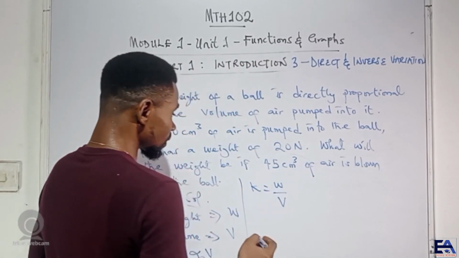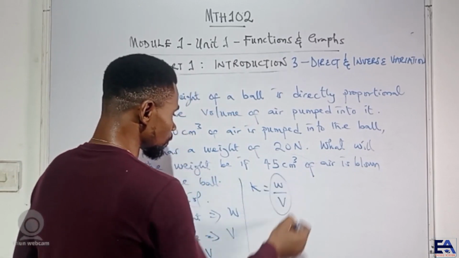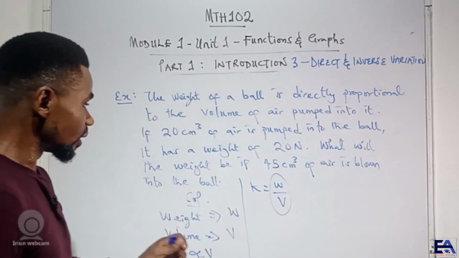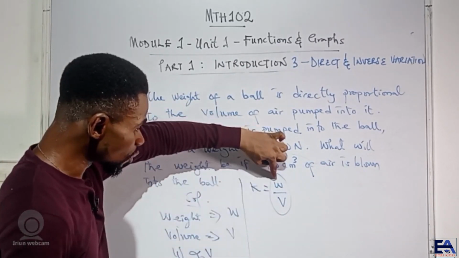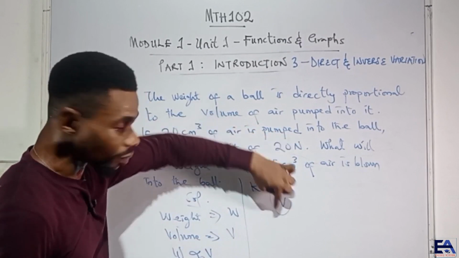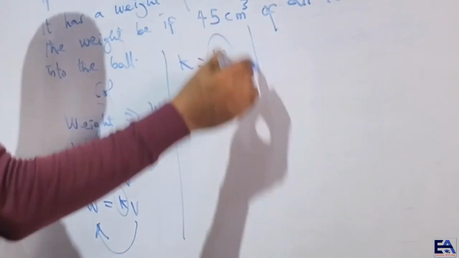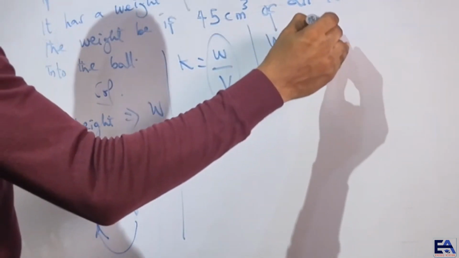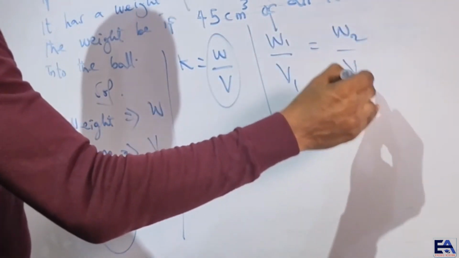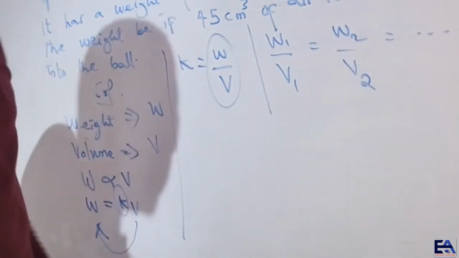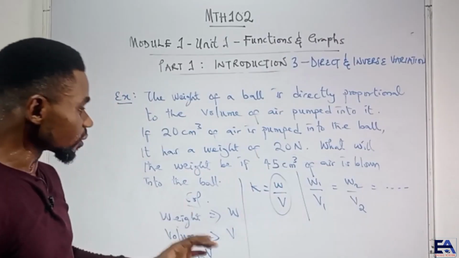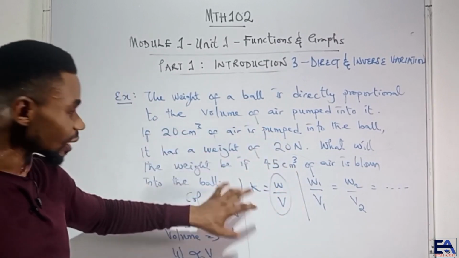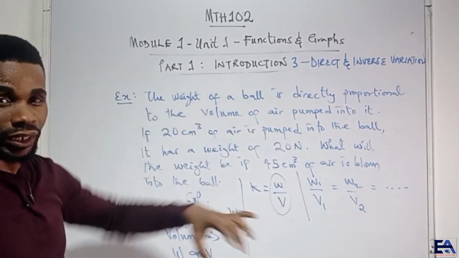So it means that the ratio of the weight to the volume is constant. That is the meaning of that expression. In that case, we can say weight 1 over volume 1 will be equal to weight 2 over volume 2, and so on and so forth. Okay? It's just trying to tell us that the ratio of the weight and the volume is constant. That is the meaning of this mathematical expression.